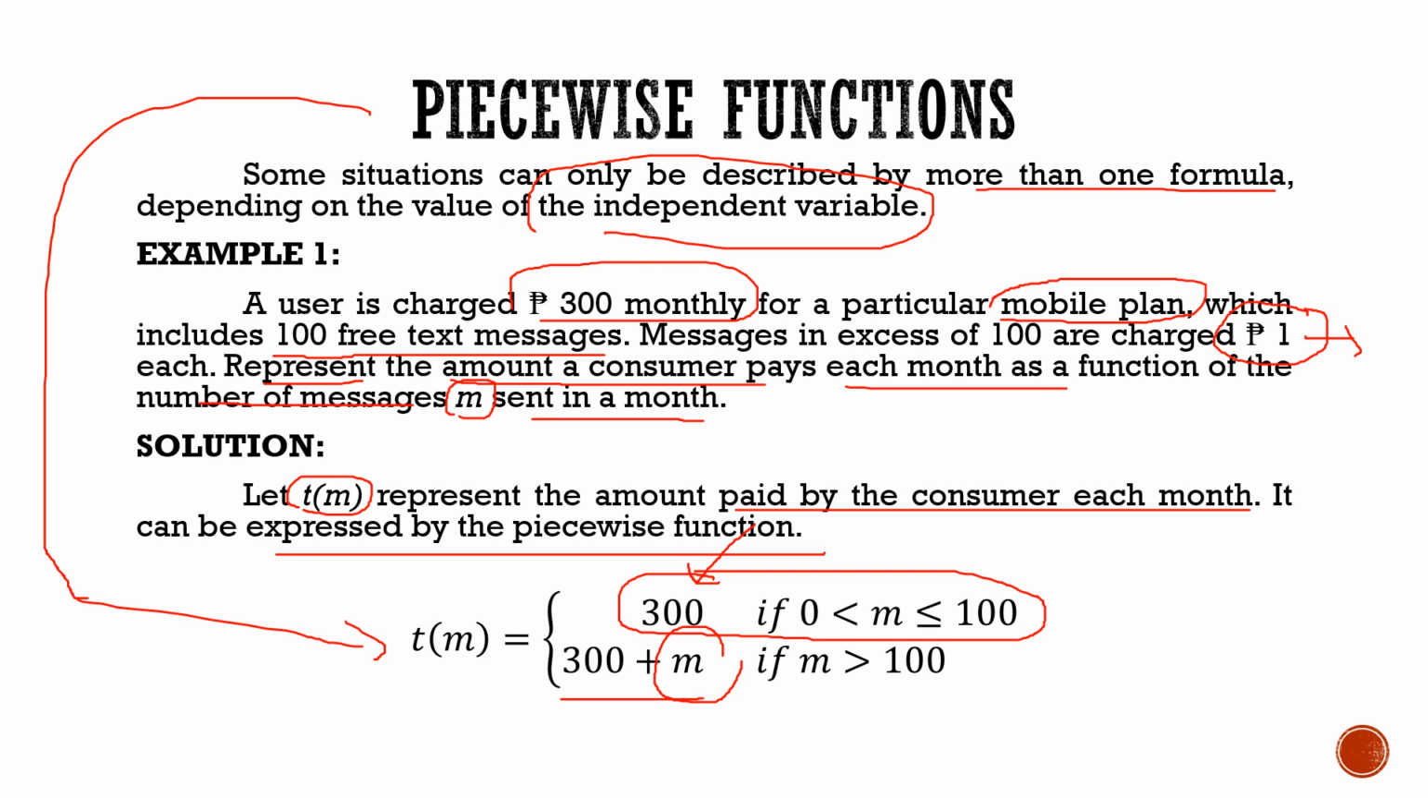That will be 300 plus M now, if M is greater than 100. We only use this piecewise function if we satisfy this condition. If your text messages are greater than 100, that's the time that we're going to apply this 1 peso for each of the excess text messages from the 100 pre-text messages.